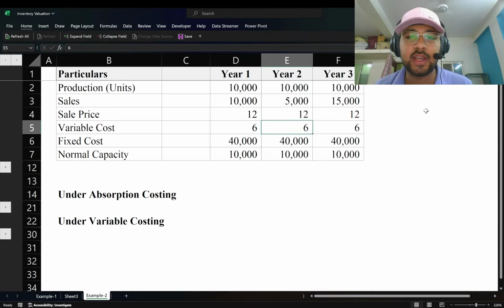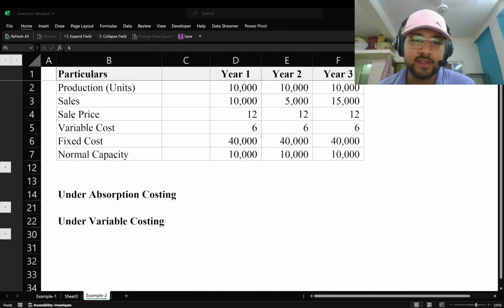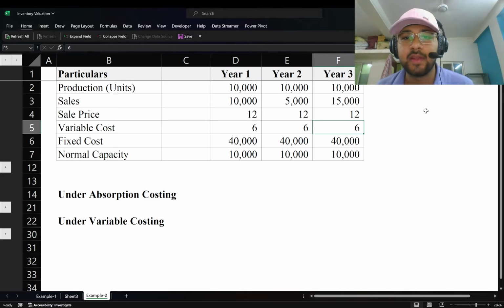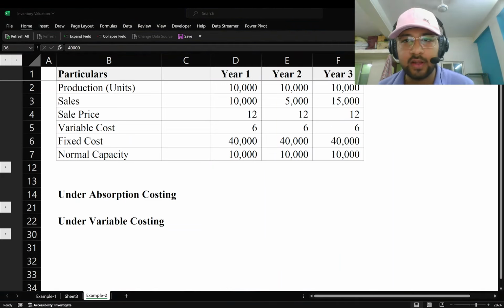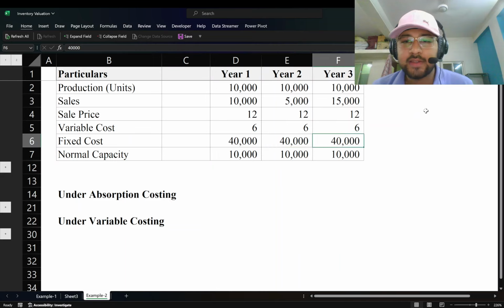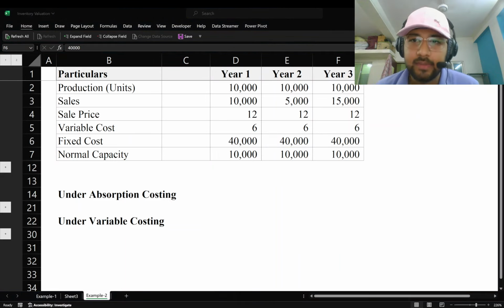The variable cost is again the same as forever, 6. So we don't find ourselves in difficulty with inflation. We are assuming inflation is zero, which is superficial, I know, but to make things easier, we'll use this assumption. Our fixed cost is again the same, 40,000 per period, because in the previous one we had 1,000 units of capacity. I've increased it to 10,000, so simultaneously it becomes 40,000. Okay, and it is constant again, assuming no inflation. I know it's superficial, but of course bear with me.